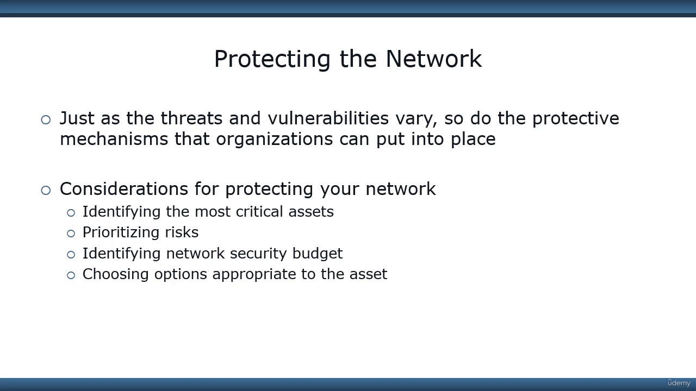So just as threats and vulnerabilities vary, so do the protective mechanisms that organizations have and can put in place to protect against those. There are a number of different considerations for protecting your network. First off, we need to identify the most critical assets, and we need to prioritize risk. As we said before, not every risk is worth protecting. Maybe it's very unlikely to be exploited successfully, or the asset itself is just not overly critical to day-to-day operations. It doesn't represent enough of a loss. Well, that's all part of risk management and prioritizing risk.